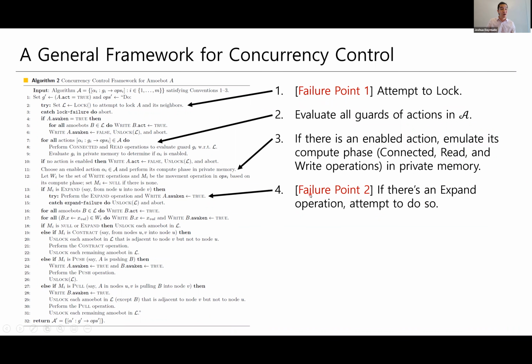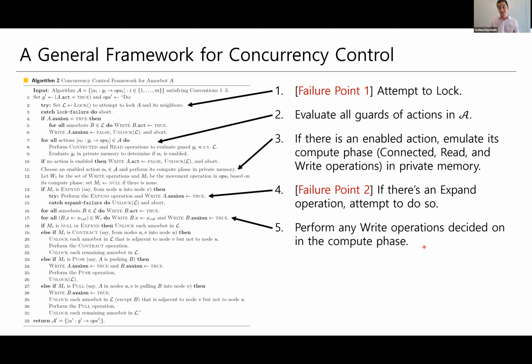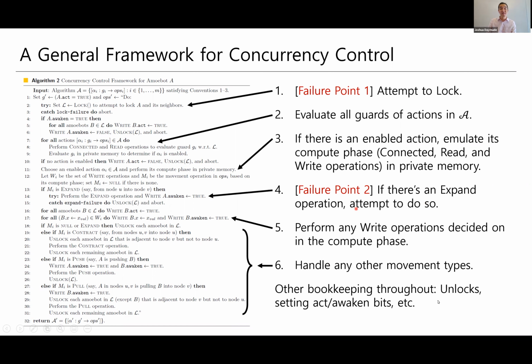Steps 1 and 4 are the only places where this thing can fail. After that, we're at the point of no return, where it is totally safe to go ahead and change the configuration of the system. So here, it's performing any write operations that it might want to, and then it goes ahead and does other movements. And these are safe because we know that the thing will not fail anymore. There's a little bit of other bookkeeping that happens throughout, but we'll skip over that.